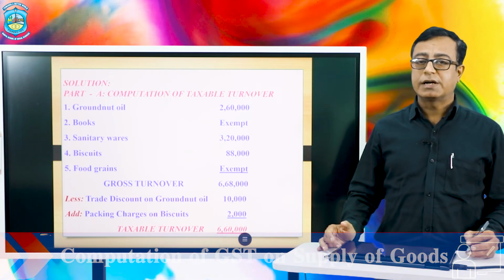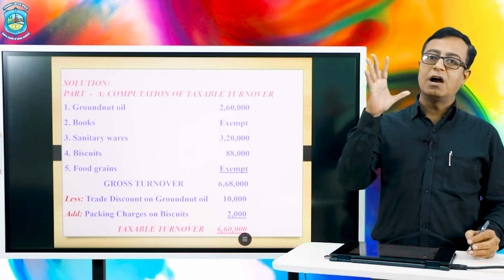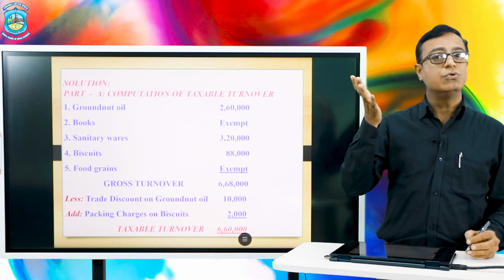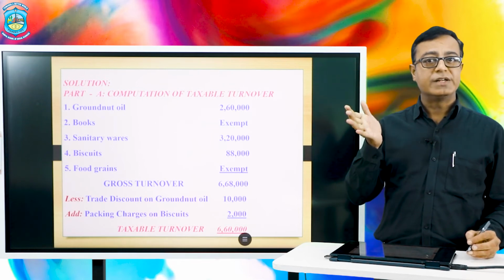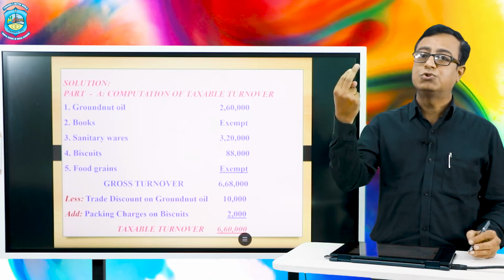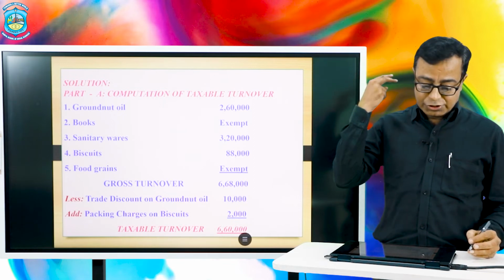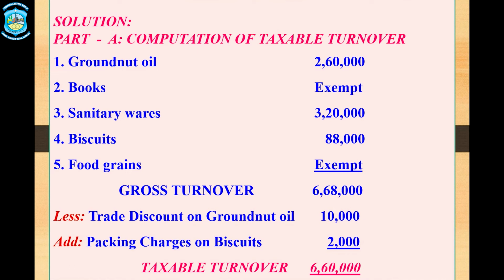How we have to calculate taxable turnover? First of all, overall we have 5 items, but there is no need to write down all 5 items, because out of these 5 items, 2 items are exempt. Yes, you can look, books, it is on second point, it is exempt, and we also have some more exempted items, that is food grain. What is the supply of food grain? It is 100% exempt. All food grains are not taxable under GST. All food grains are exempt.